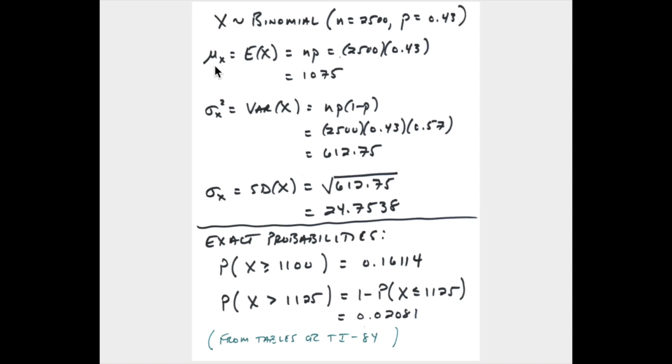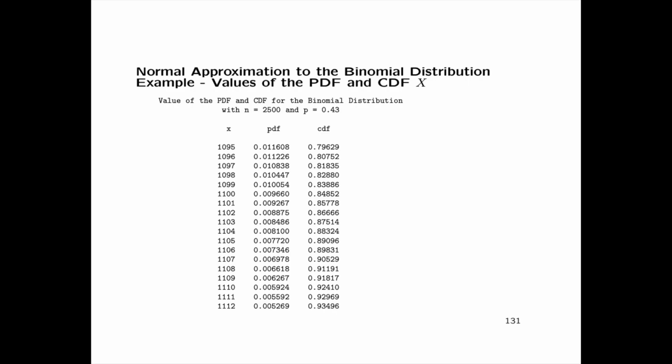The mean of x, the expected value of x, or the mean of its distribution, is 1,075. That's given by n times p. The variance of x is n times p times 1 minus p, which in this case turns out to be 612.75. And the standard deviation of x is therefore the square root of that, so 24.7538.